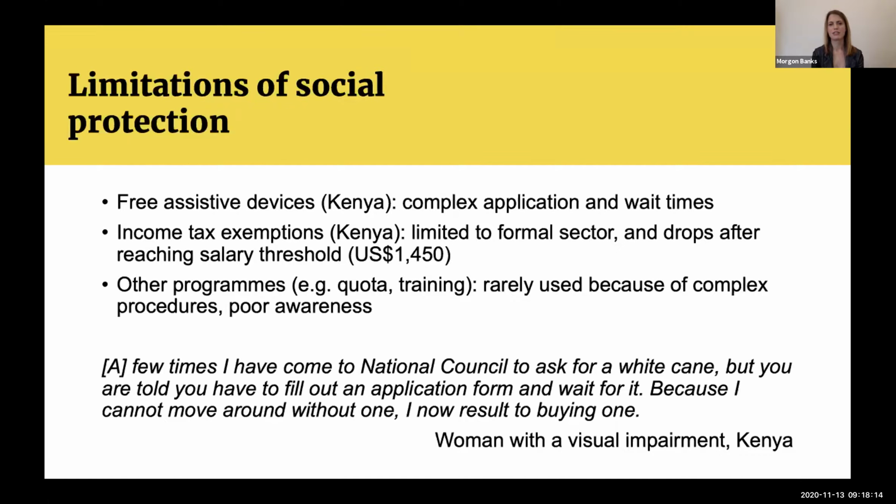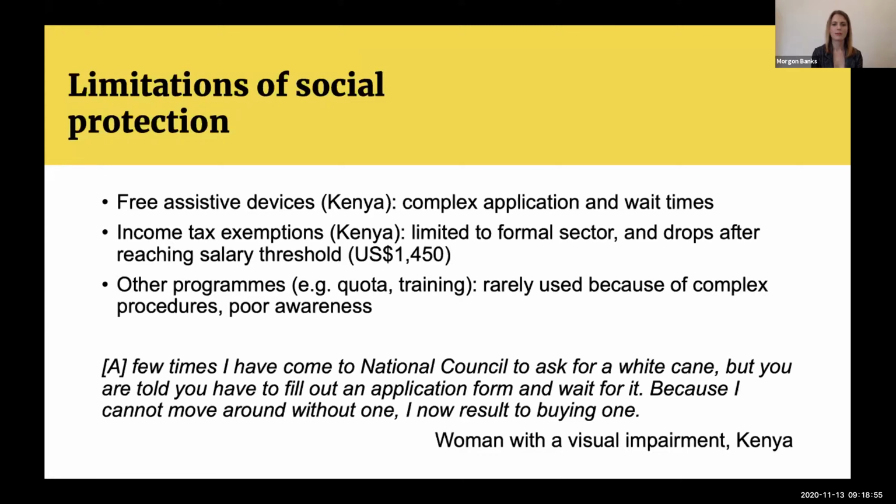The income tax exemption in Kenya was popular amongst the people that could access it, but it is limited to the formal sector. And in Kenya, most of the population, including people with disabilities, perhaps particularly people with disabilities, work in the informal sector. The challenge with this as well is that it drops off after people reach a certain threshold equivalent to about $1,450 per year. So people receiving the program had to choose between keeping that benefit or progressing to a slightly higher income bracket. So that could be a difficult choice for some people.